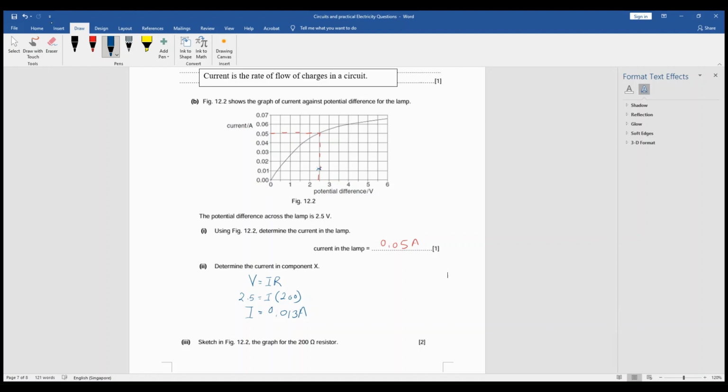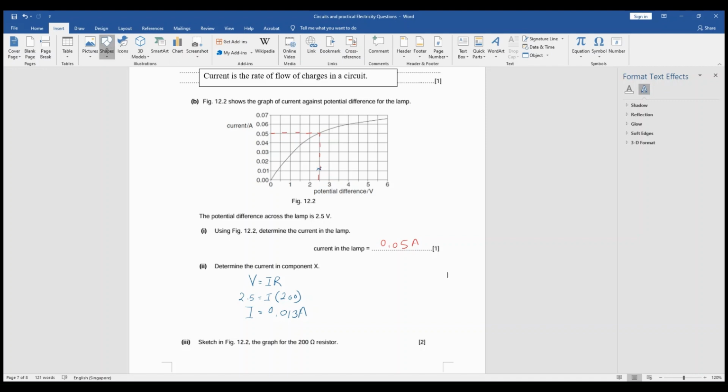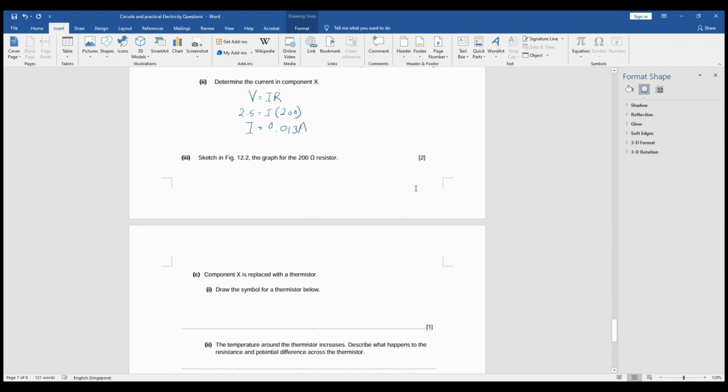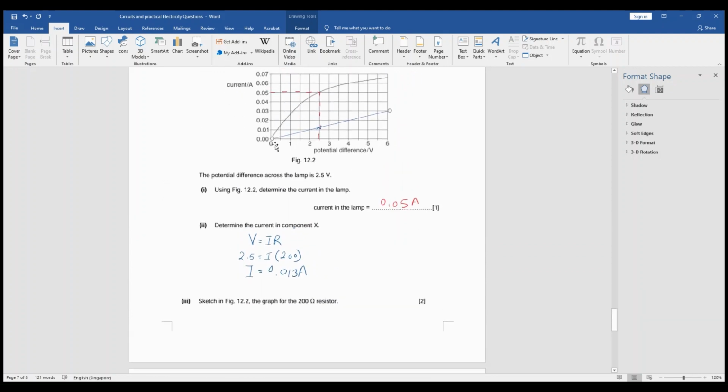And I want a straight line. Do I have a straight line that I can insert? Okay, I want a straight line. Yes, and this will be my straight line. Okay, this will be my graph for the 200 ohm resistor. Take note, please, it should pass through the origin. Yeah, because when V is 0, I is 0.